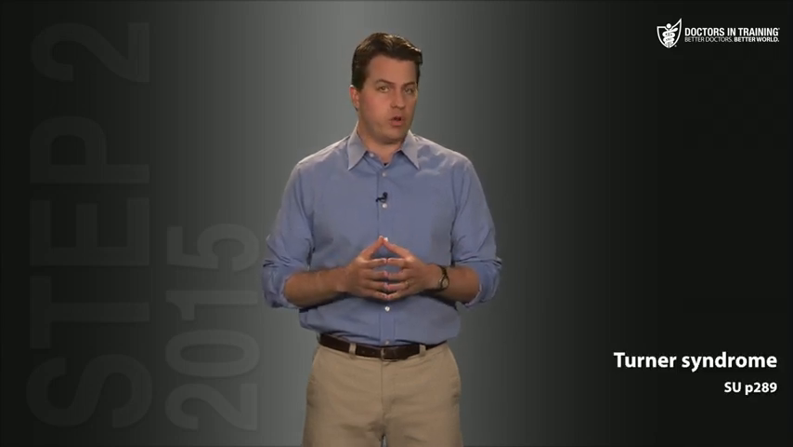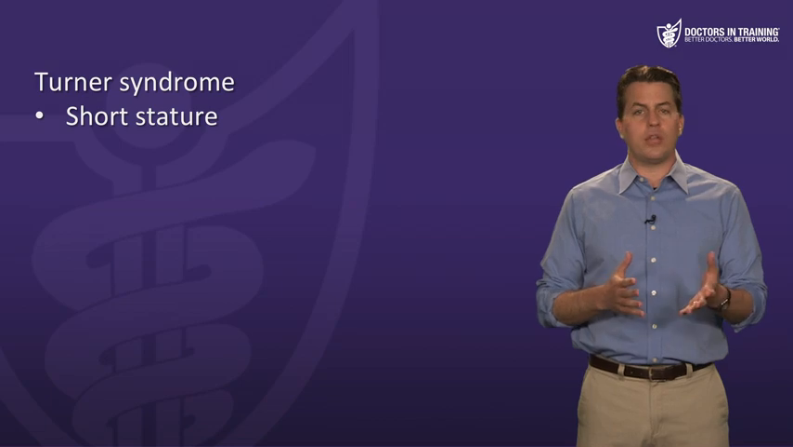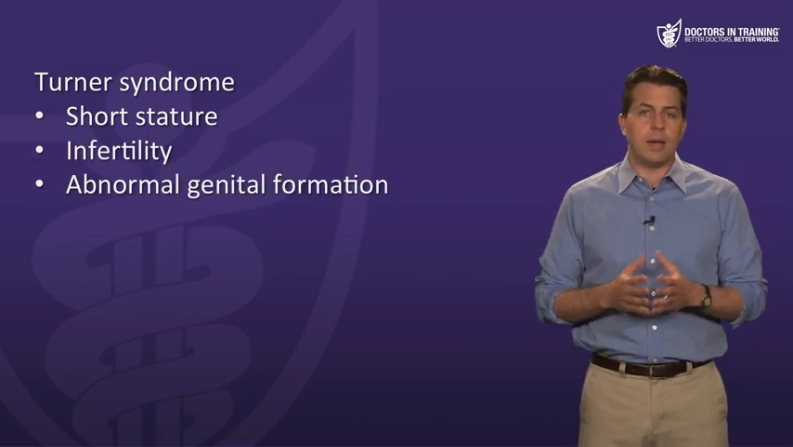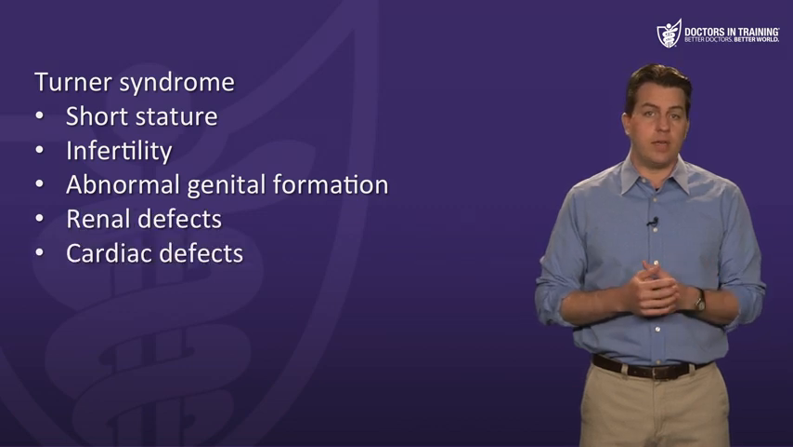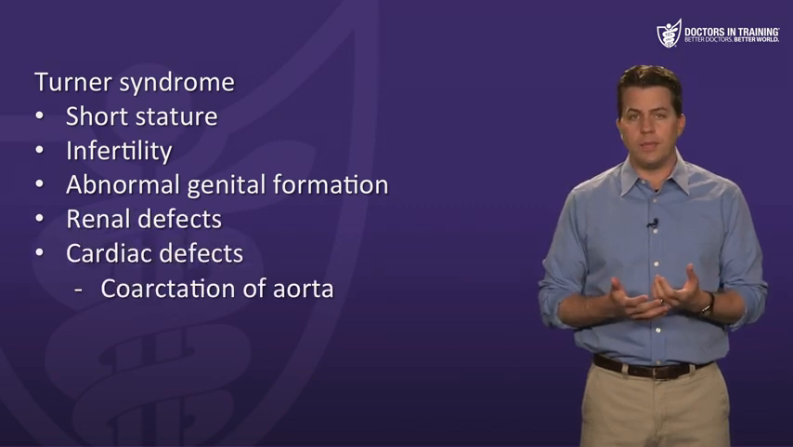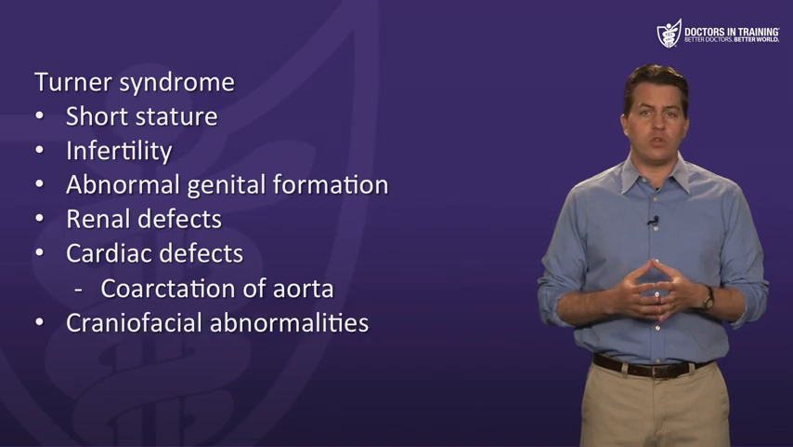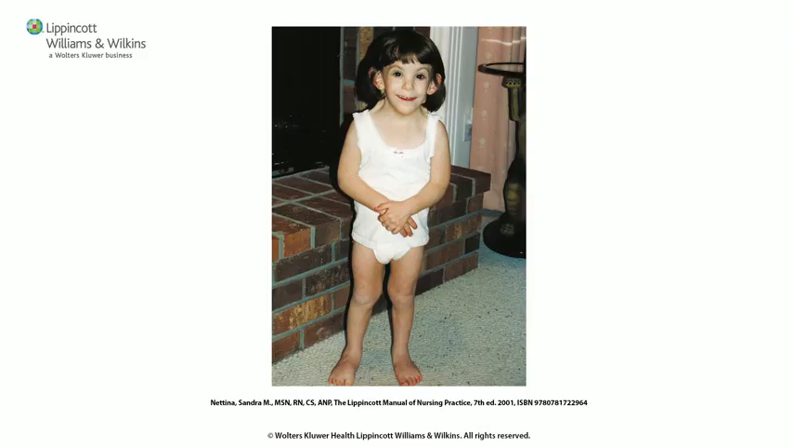Let's start with Turner syndrome. It's the first disorder we'll discuss. It's very likely to be on your test. The H&P includes short stature, infertility, abnormal genital formation, increased incidence of renal and cardiac defects such as coarctation of the aorta. It has also craniofacial abnormalities including protruding ears, webbing of the neck is a big clue, and low occipital hairline. The neck webbing can be seen at birth, so you might possibly see that on your test.